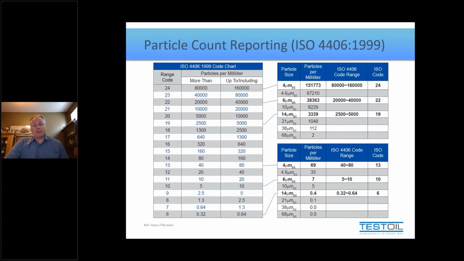Now, if you look up in the top, you'll see an example of a particle count, and it begins with a value of 151,773 particles per milliliter that are greater than 4 microns.